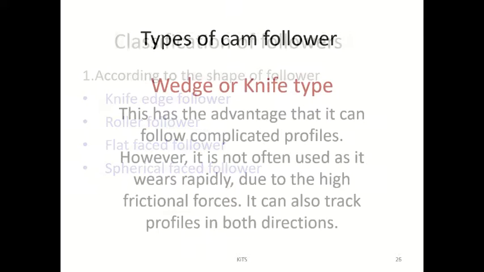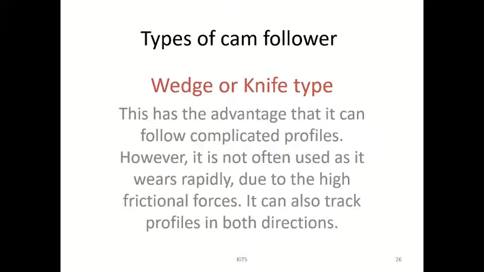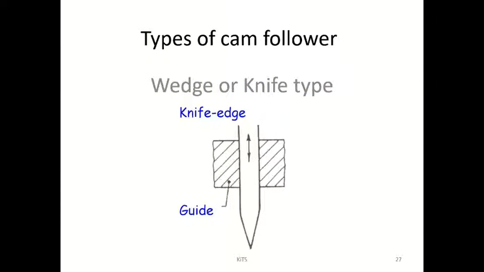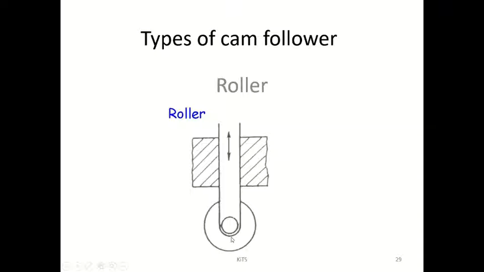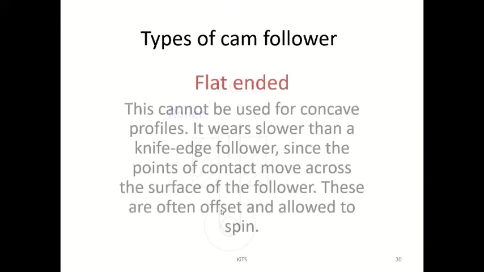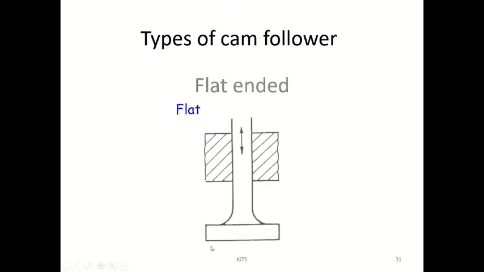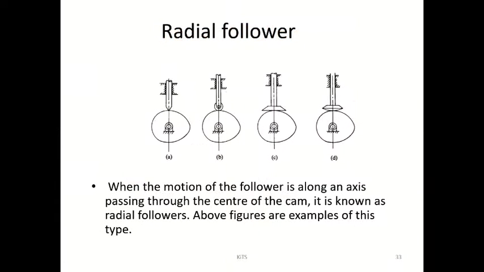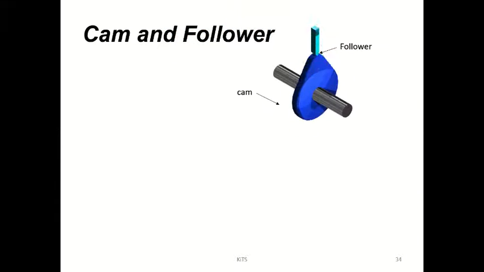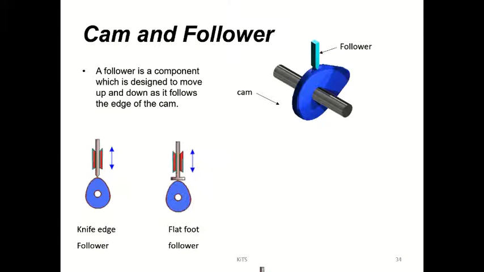Further, as I already told you, based on the shape: the edge of the follower is sharp, so this is knife edge. Here we have a roller, so this is roller follower. The end is flat, so this is flat ended. Now mushroom, mushroom faced. Like this we can classify cam and follower.